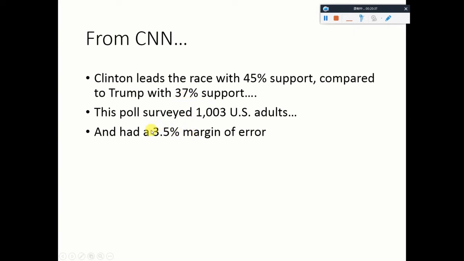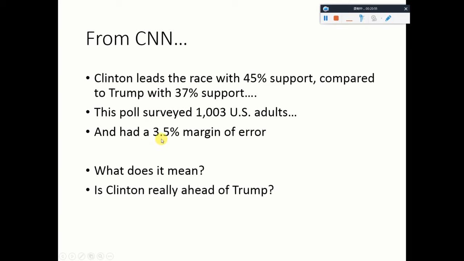But what does this mean? What does it mean to say that this survey or this poll had a 3.5% margin of error? What's the meaning of this sentence? And what's the meaning of this number? Why does it matter?